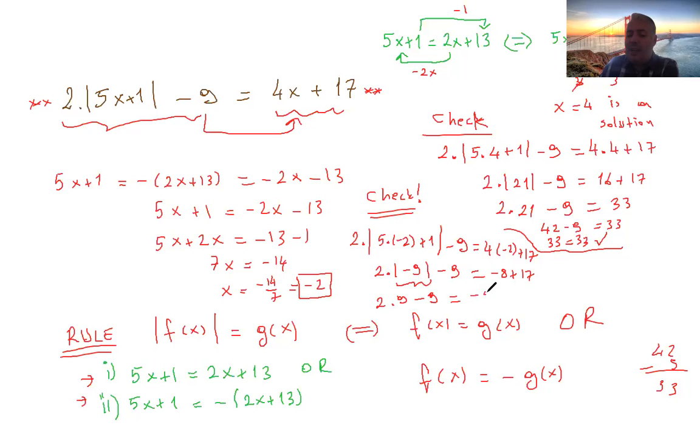Now, the absolute value of negative 9 will be positive 9 outside. So 2 times 9 minus 9 is equal to negative 8 plus 17. 17 minus 8 is 9. So 2 times 9 is 18, and 18 minus 9 is equal to 9. So 9 is equal to 9. What does it mean? It is satisfied. Since 9 really equals 9, we say that x equals negative 2 is a solution.